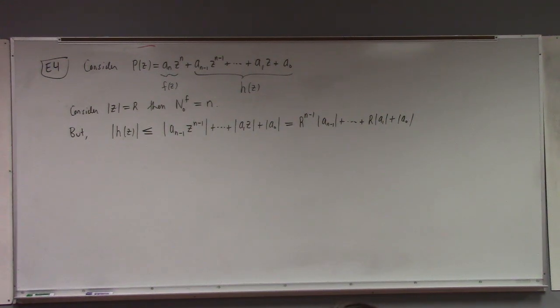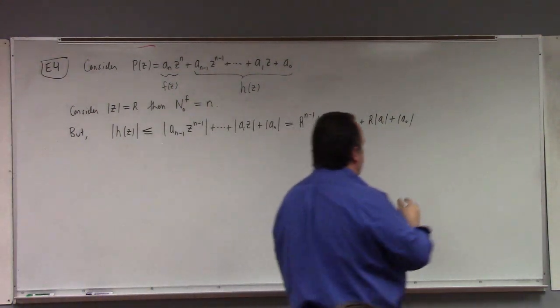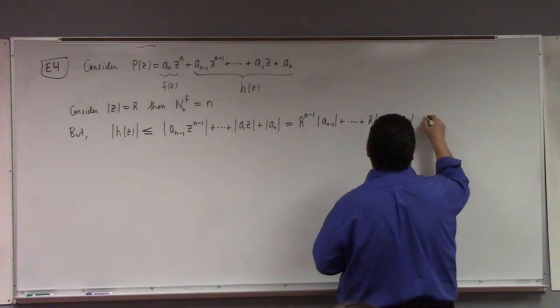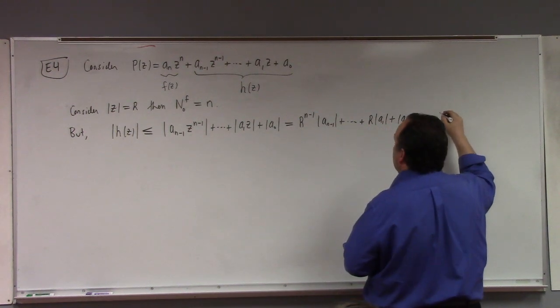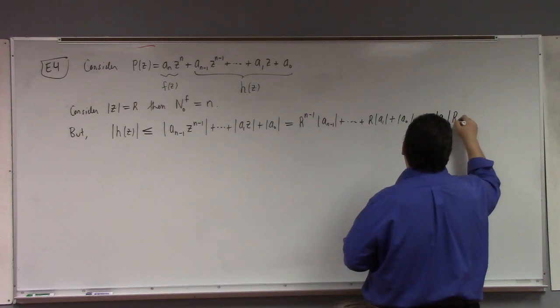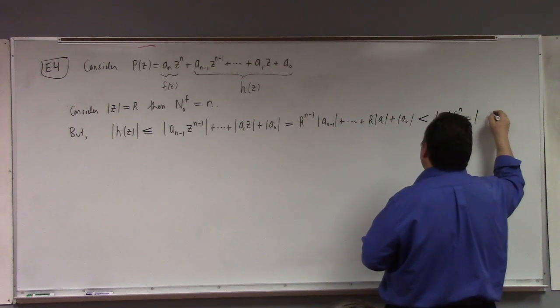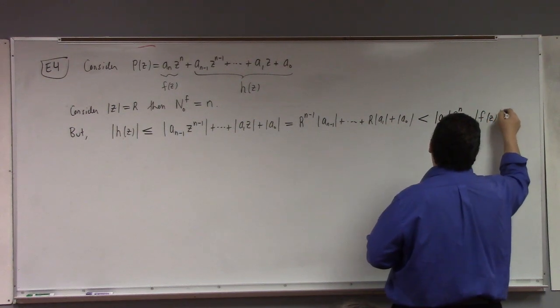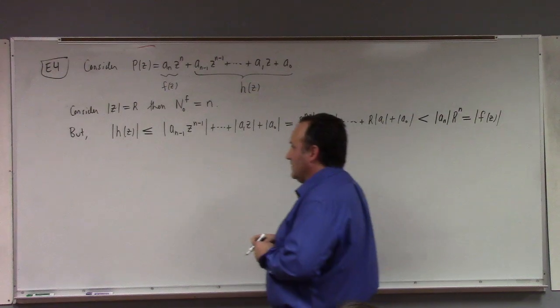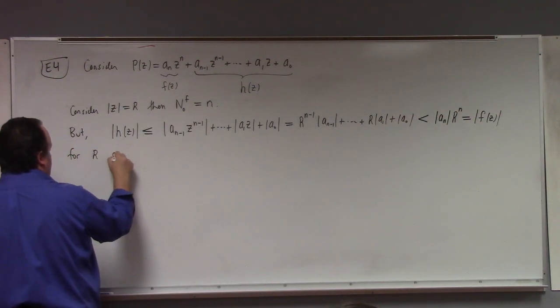I argue that it is clear that this can be made less than the modulus of a_n times r to the n, which is, by the way, equal to the modulus of f of z, for r sufficiently large.